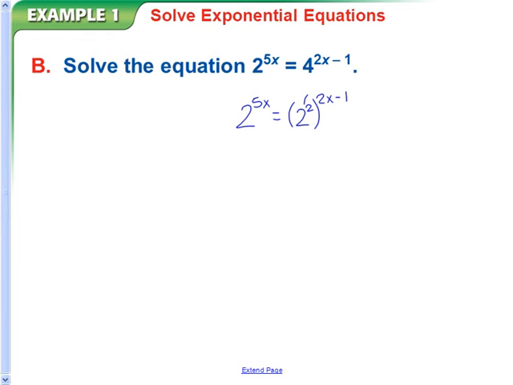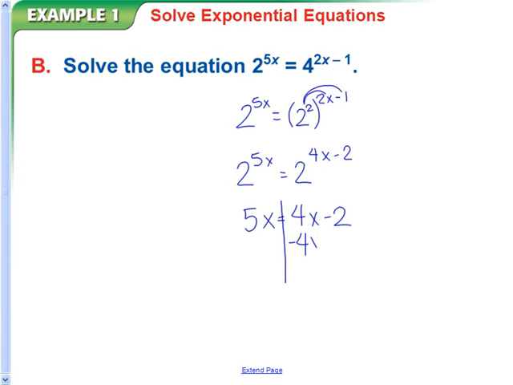That's 2 squared raised to 2x minus 1. So what we do in this case is we're going to distribute that 2 through. So 2 raised to 5x equals 2 raised to 4x minus 2. Now the bases are the same. We can write the exponents equal to one another. And we'll drop down our line. And we have x equals negative 2. That's our answer there.